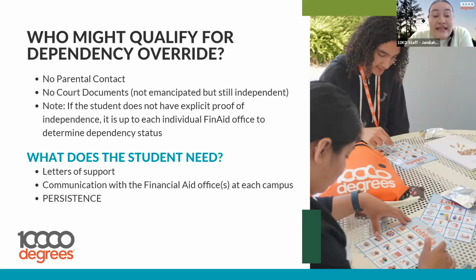So what does the student need? A letter of support, communication with financial aid offices at each respective campus, and then persistence. This is a process that could take some time, so it's important for students to be able to advocate for themselves and be in communication with all the different offices and people that they need to be.